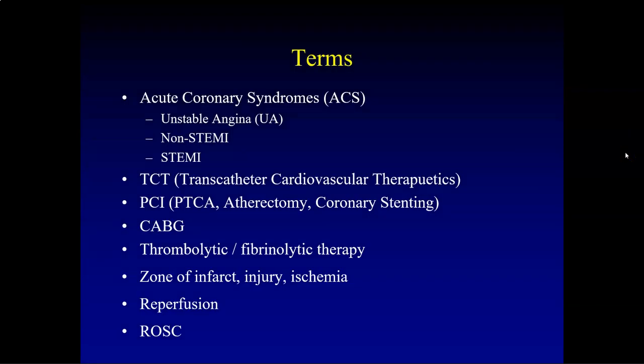Terms that I definitely need you to be familiar with and to memorize or to refresh. The ACS acronym, acute coronary syndromes, you definitely need to be familiar with that and understand that it really is the umbrella that is over the top of things like STEMI, NSTEMI, and unstable angina. I also need you to know concepts such as transcatheter cardiovascular therapeutics, PCIs, okay, atherectomies, coronary stenting, CABGs, coronary artery bypass graft, thrombolytics and fibrinolytic concepts. We talk about that when we go in there.